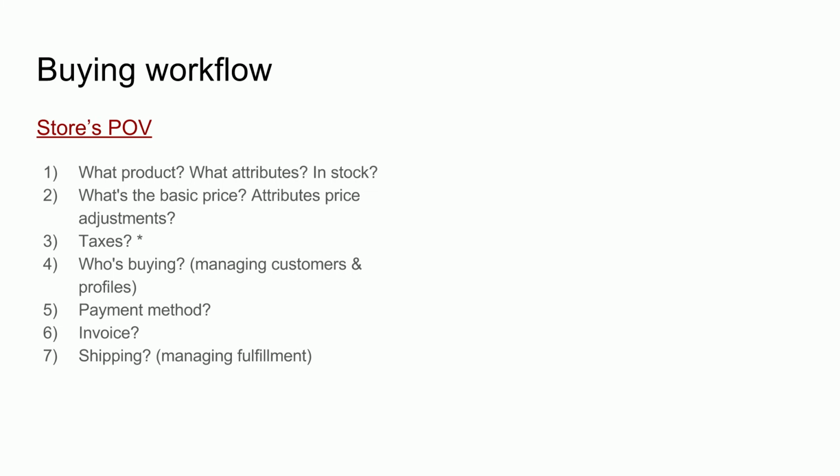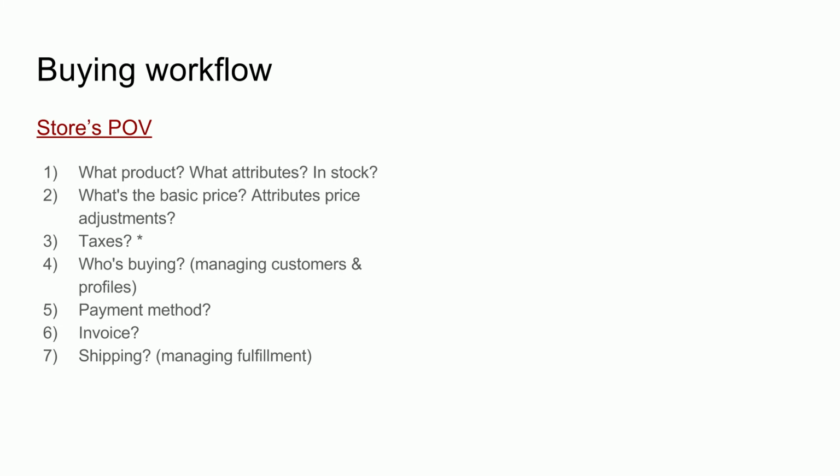The backend has to figure out what's the product. Are there attributes? What are attributes? I'll come back to that. Is the product in stock? What's the basic price? Do attributes modify the price? Attributes is like a t-shirt. My extra large t-shirt may cost more than the extra small t-shirt, so if I choose an extra large, the attribute has an effect on the price. Some attributes affect price, some don't. Are there taxes?